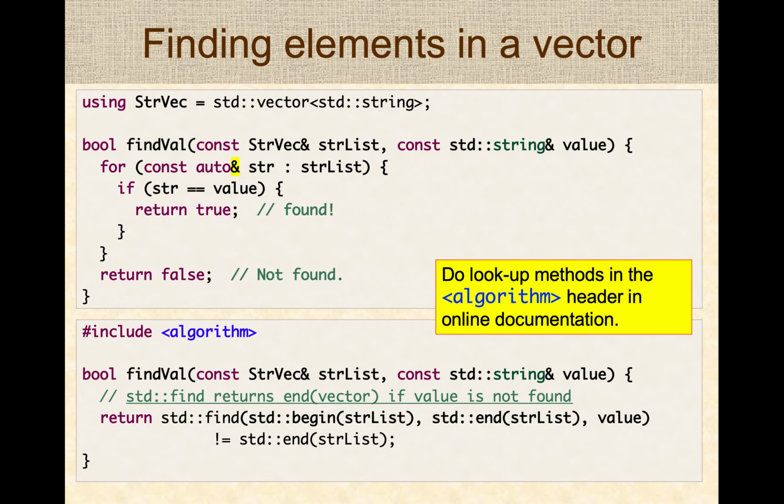Of course, do look up other methods in the algorithm header in the online documentation. This algorithm header has all of the key computer science algorithms that you should typically know and you would use. So all of the sorting, searching, and the partitioning algorithms are all in the algorithm header. And do look up some of these algorithms, as it'll come in handy for some of the complex software systems that you may develop.